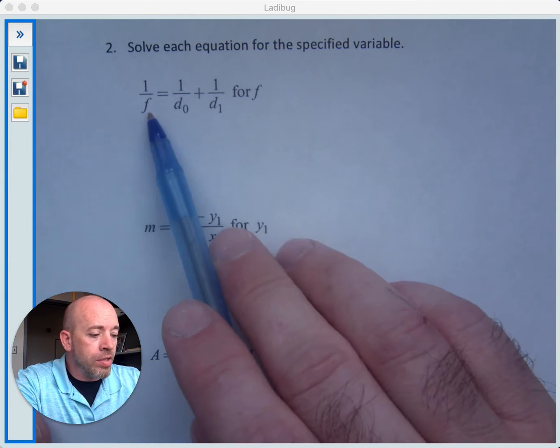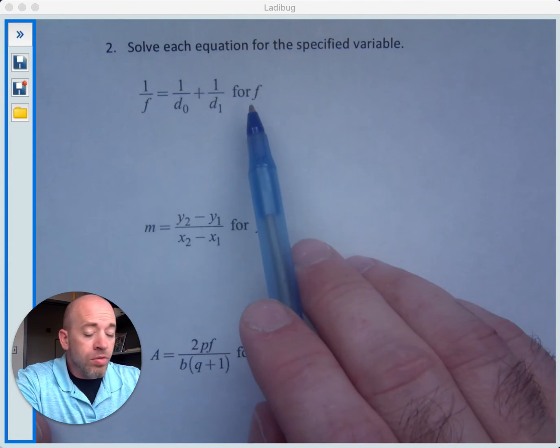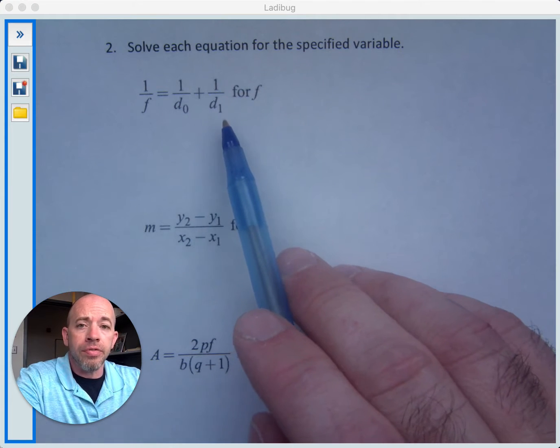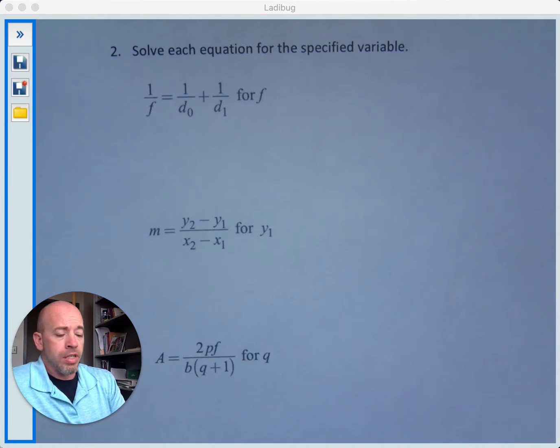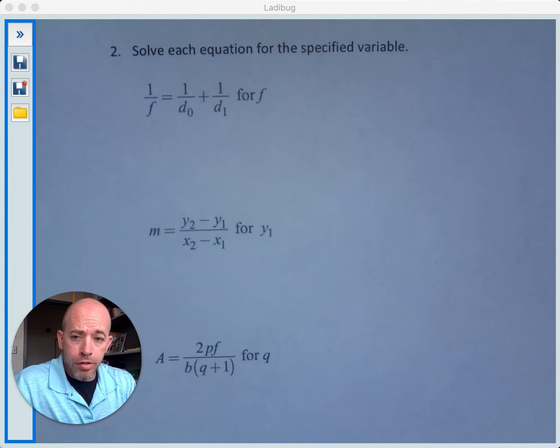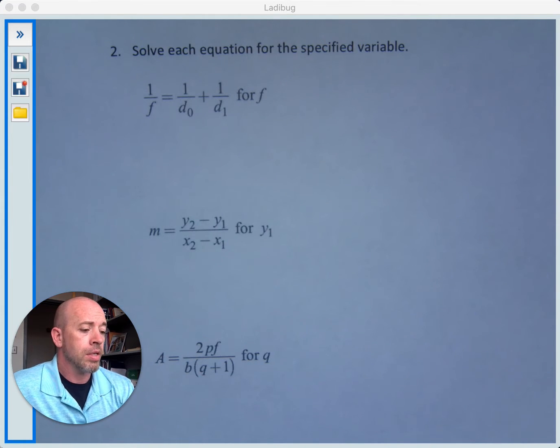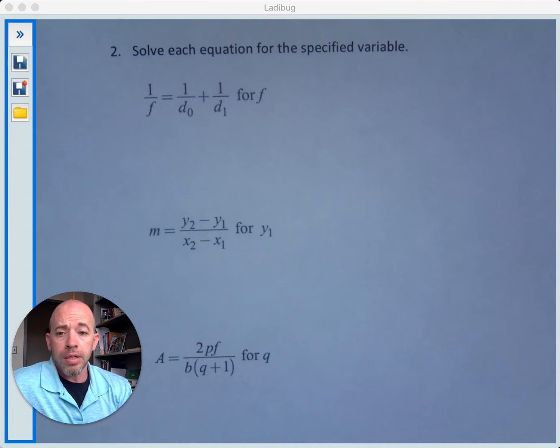We're asked to solve this equation for f. Students seem to struggle a lot to solve for a variable when it's in a denominator. My wife teaches high school chemistry, and she'll tell you that this is one of the biggest struggles she has with her students. But there's a simple trick we can do to make the equation more friendly.